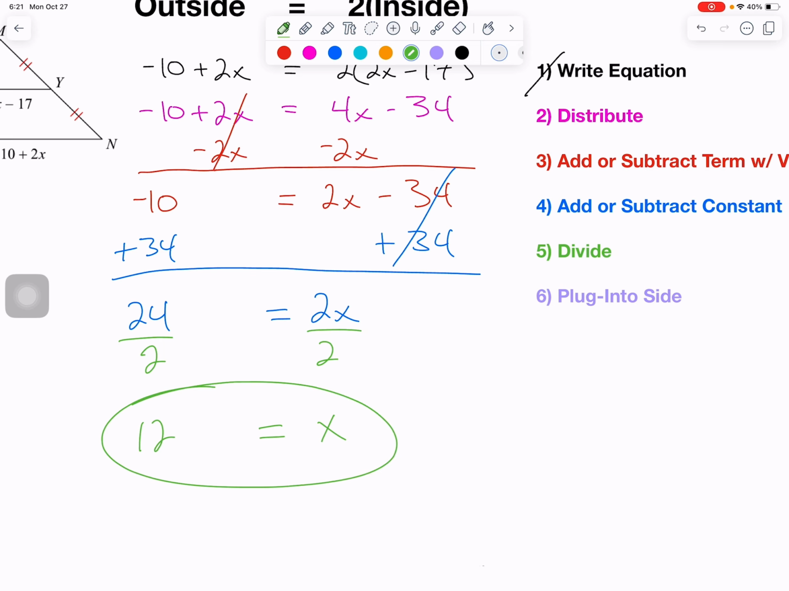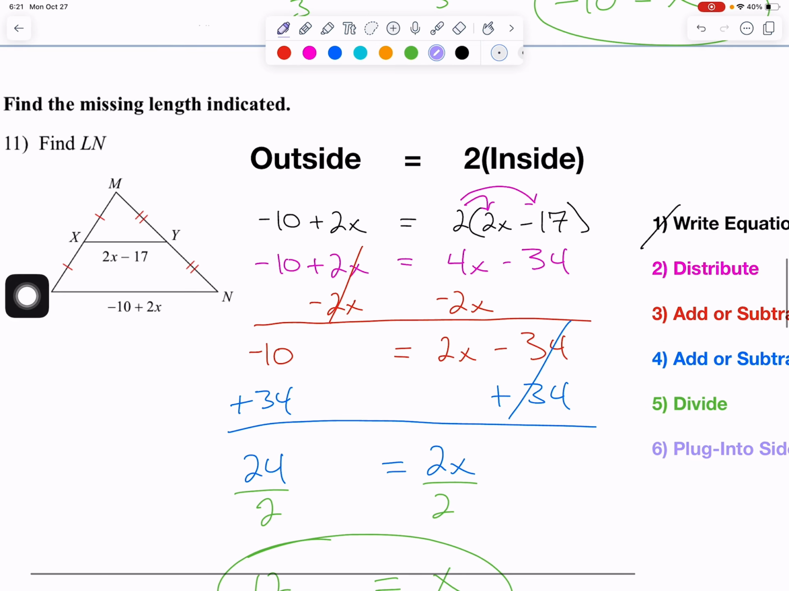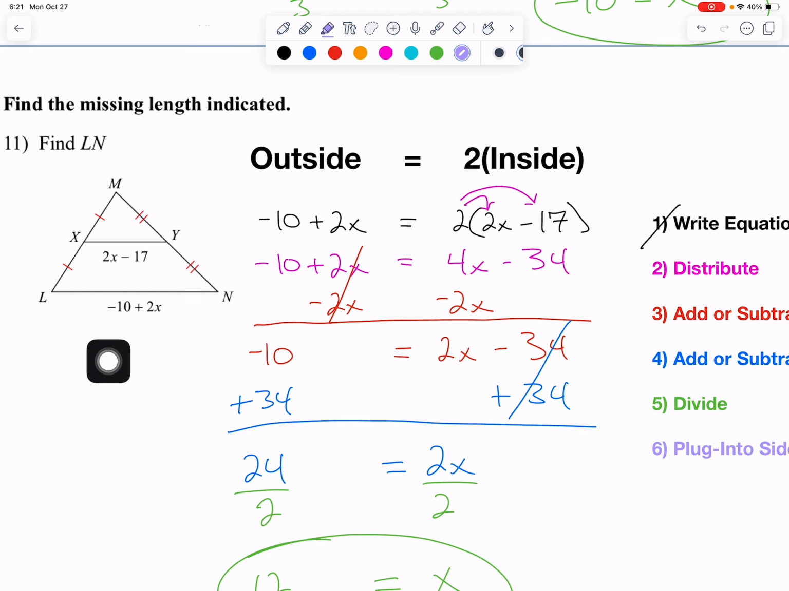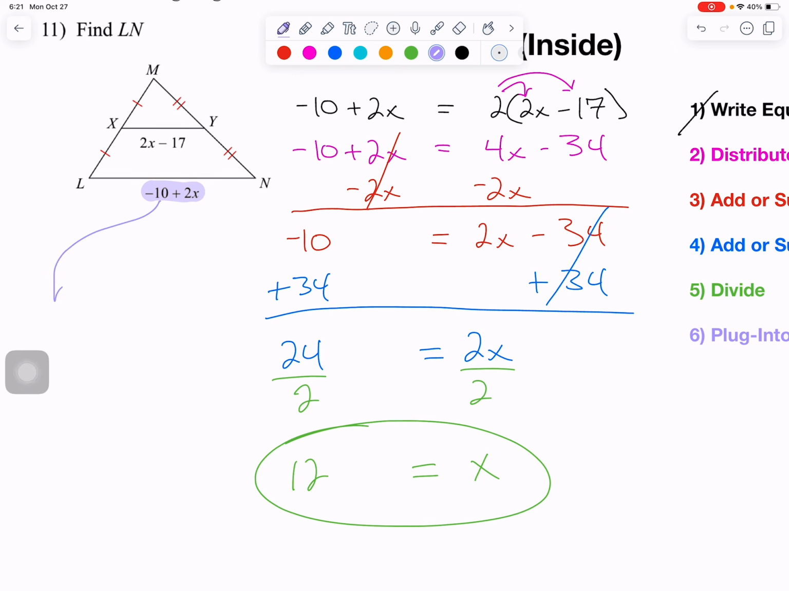Circle the first part of our answer, but we need to plug in. What side are we plugging into? The left side. Let's go ahead and plug it in. Negative 10 plus 2 times, what's our x? 12. Close it, equals 24 minus 10, which is 14. Go ahead and circle your answer. Call it a day. Use those 3 to rip the rest of these. Dominate, crush, destroy.